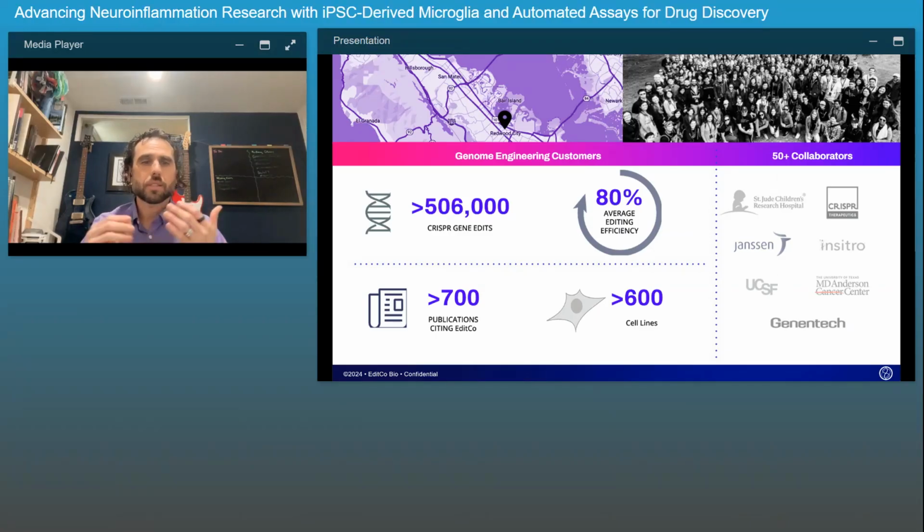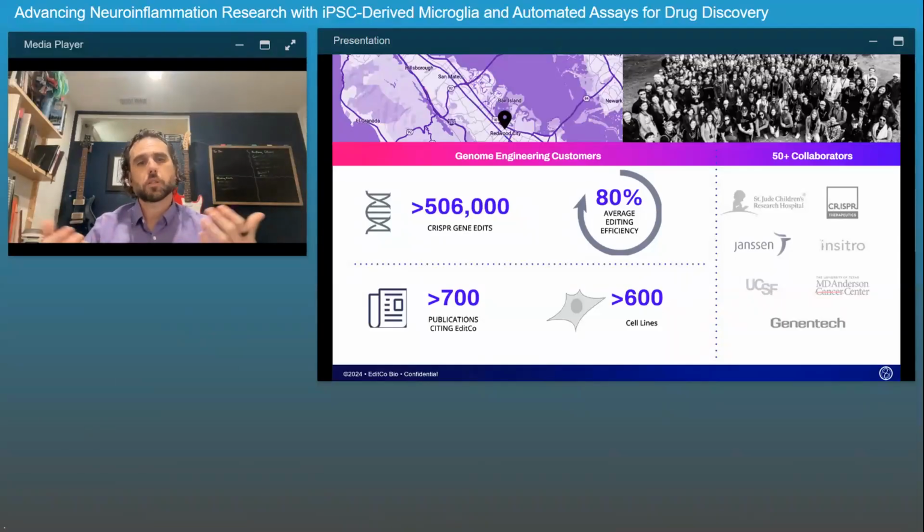But with that, as you can see, we actually have quite a bit of a legacy and experience in the genome engineering space, as seen by some of the numbers on the screen. We've been responsible for well over 500,000 genome edits when you take into account both our services and the reagents that we've been able to sell within the market within our portfolio. Additionally, we've been cited in, I think at this point, well over 700 publications, especially when you take into account the products and services that we brought over from Synthego whenever we spun out.